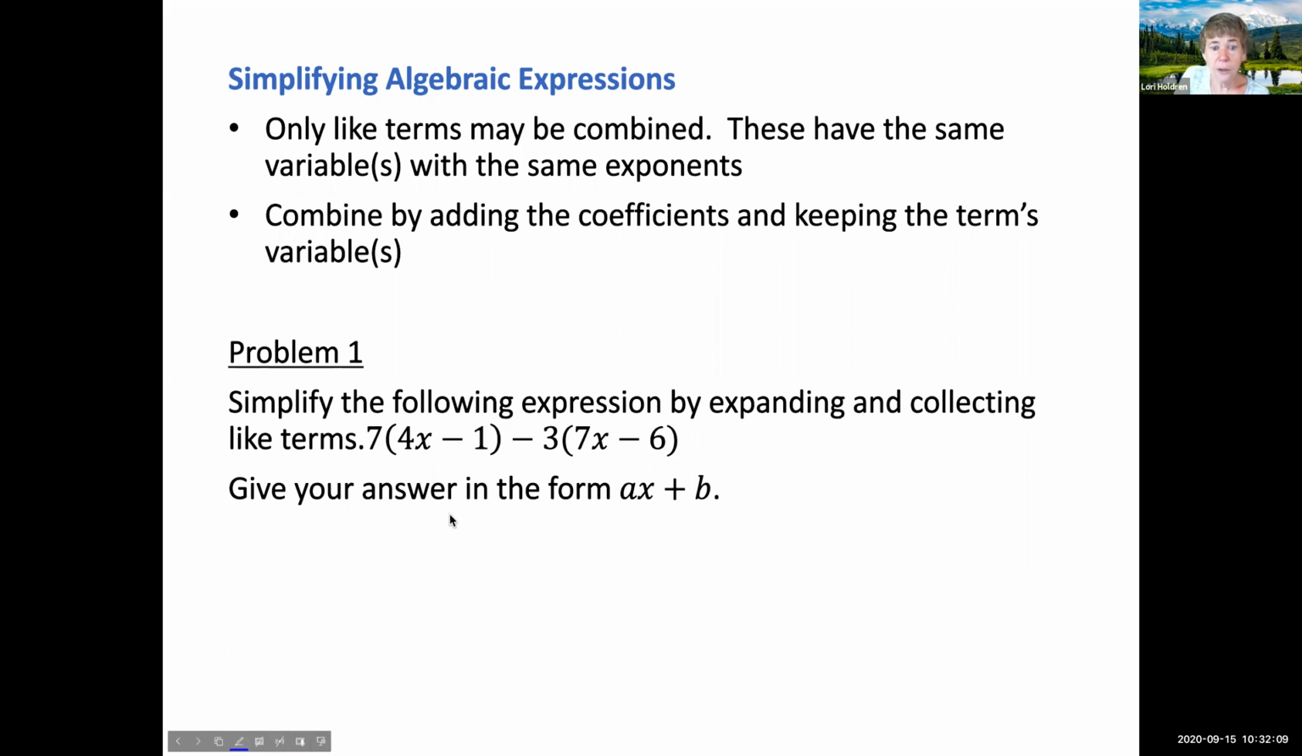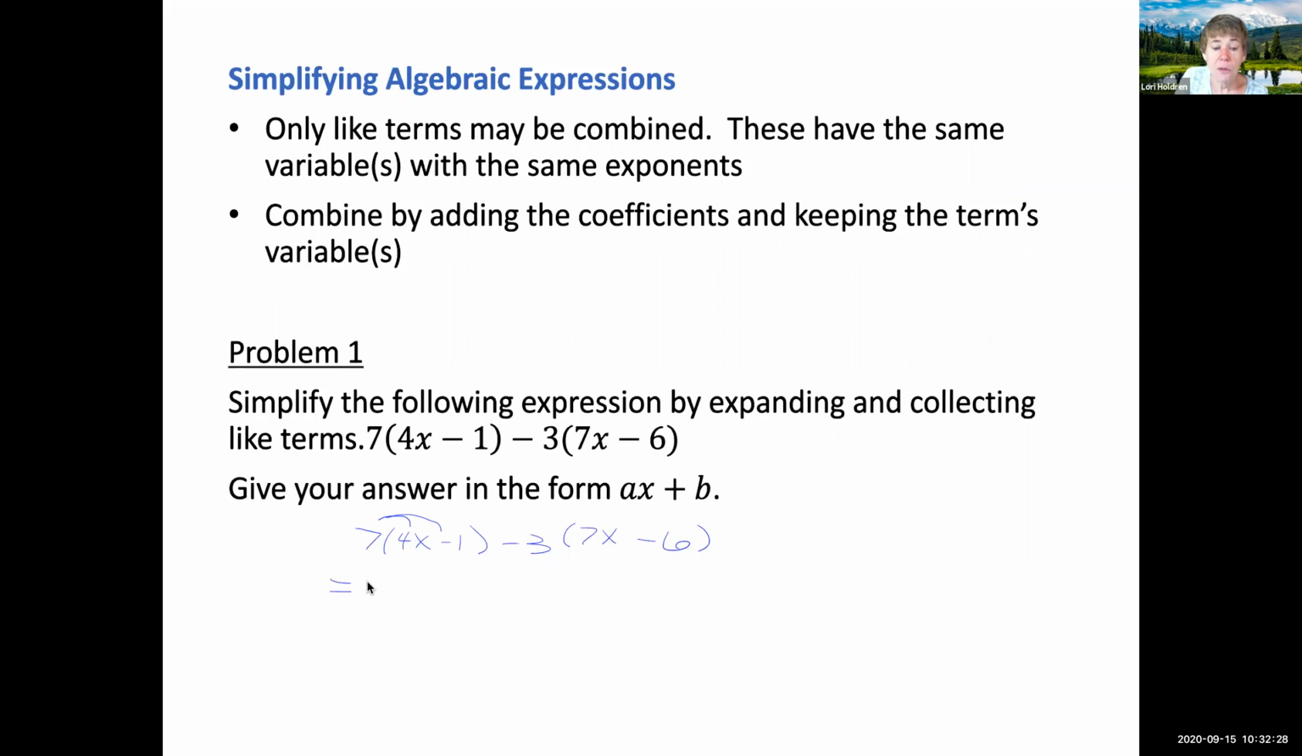So I got my pen here. Let's work on this problem. The first thing I want to do, if you're doing this at home, I would again recommend copying it down exactly the way it was. I'm going to be going ahead and distributing. That means I multiply through the parenthesis by the number in front, each of these individual terms.